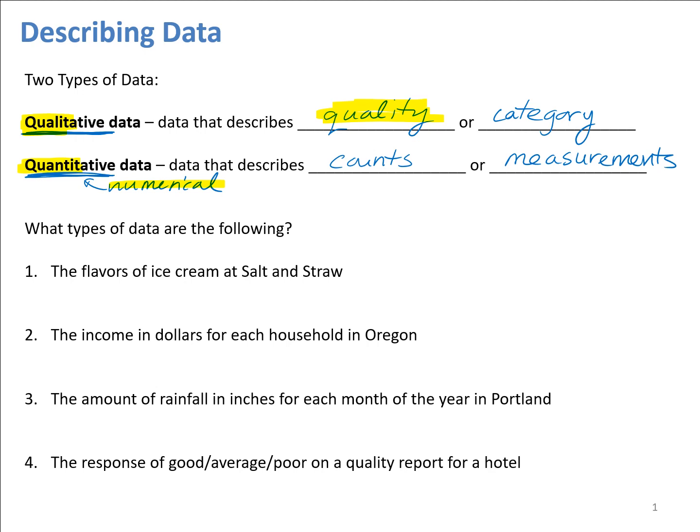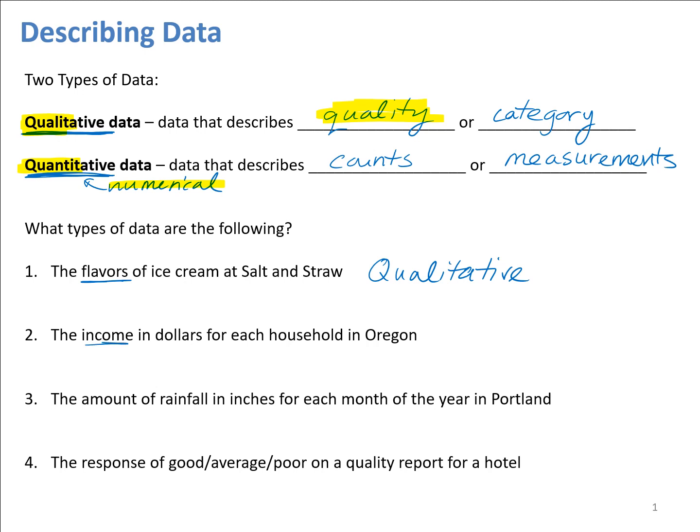All right, let's look at a few examples of data that might be collected and categorize which of these two types of data it would be. First example, the flavors of ice cream at Salt and Straw. So we're talking about flavors, which is a quality of the ice cream or a category. So this would be qualitative data if you were collecting the different flavors.